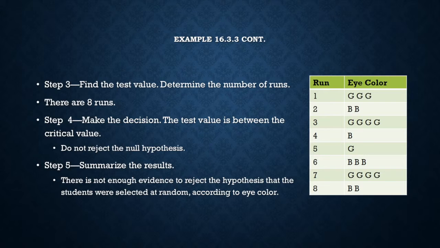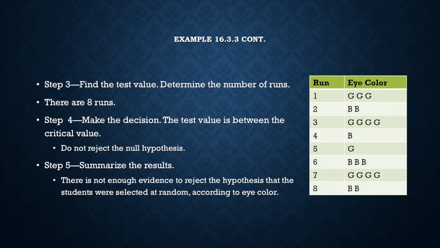We can see here in step 3 that finding the test value is determining the number of runs. There are 8 runs. Step 4 is to make the decision, and the test value is between the critical values, so we do not want to reject the null hypothesis. Step 5, summarize the results. There is not enough evidence to reject the hypothesis that the students were selected at random according to eye color.